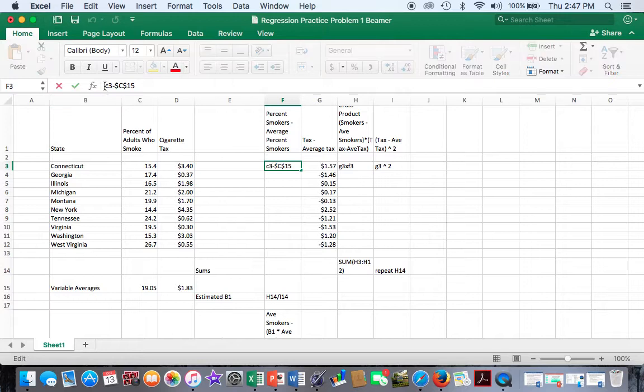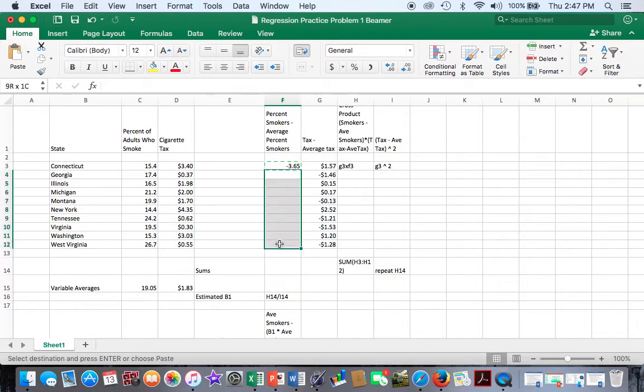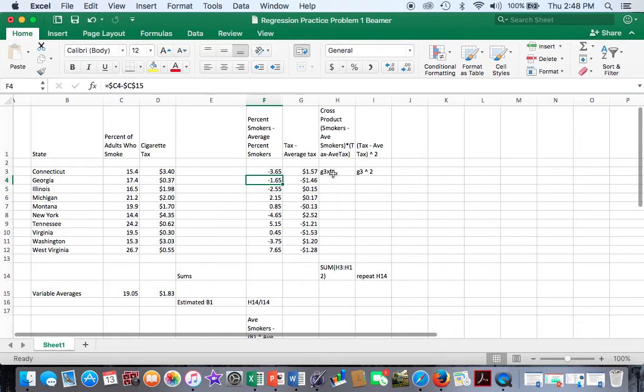Over here, we can do the same thing to get the difference between the percent of smokers in each state and the average percent of smokers. Then we can simply copy and paste that. That gives us the individual differences between the percent of smokers and the average percent. You'll notice that about half of the observations are below the average and half are above. That doesn't always have to be the case, but in our case, it just about works out that way.